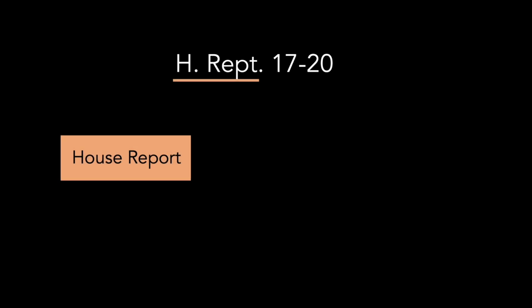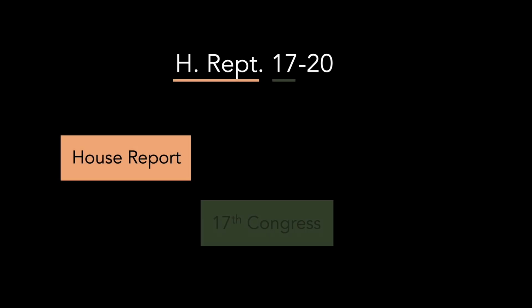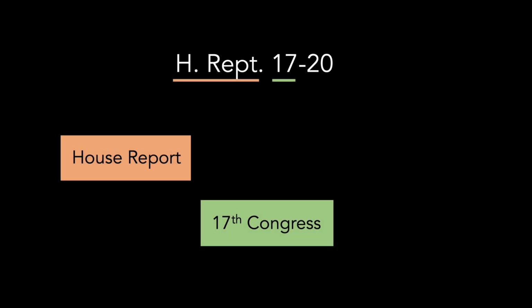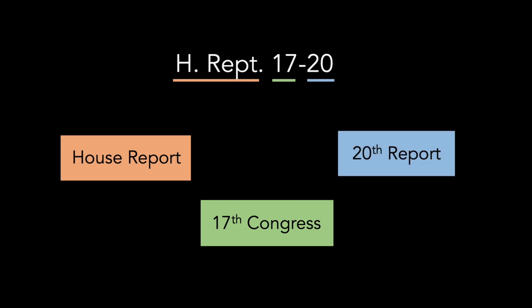Imagine you're doing legal research and you see a citation to H. Rept. 17-20. By looking at this citation, you can probably tell that this is a House report. If you have experience with legislative history material, you might also know that these numbers mean that this is the 17th Congress's 20th report. Considering that the current Congress is the 118th, and that the United States Congress has one session every 2 years, we can assume that this document is about 200 years old.